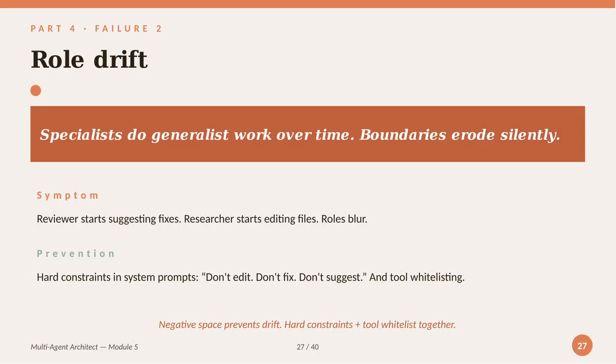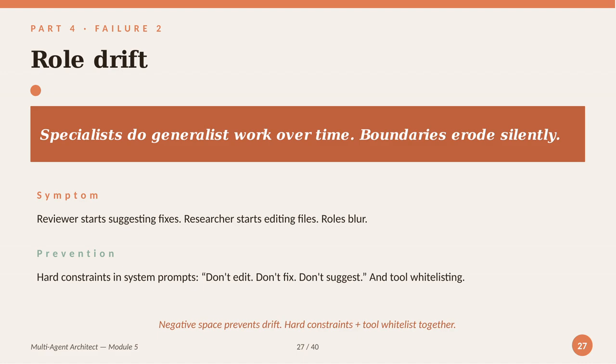Failure Mode 2. Role drift. Specialists do generalist work over time. Boundaries erode silently. What it looks like. Your reviewer agent, supposed to evaluate code without modifying it, starts suggesting fixes. Your researcher agent, supposed to gather information, starts editing files based on what it found. Your formatter agent starts making refactors that change behavior. Roles blur.